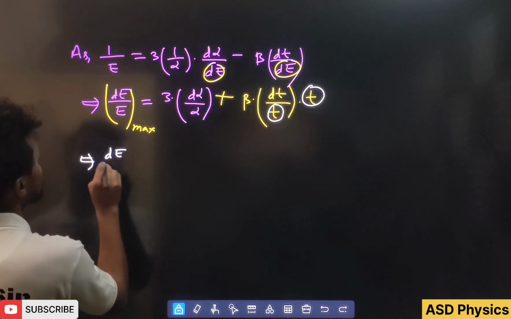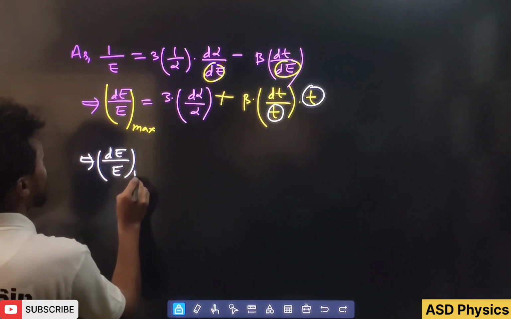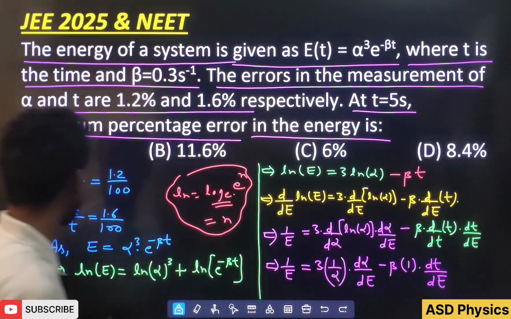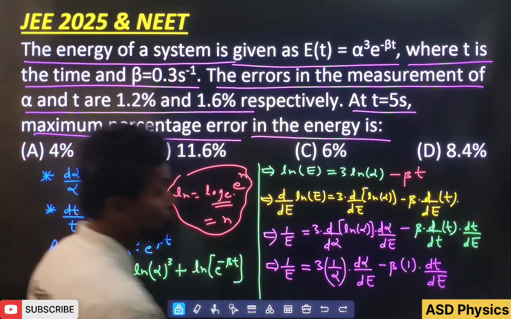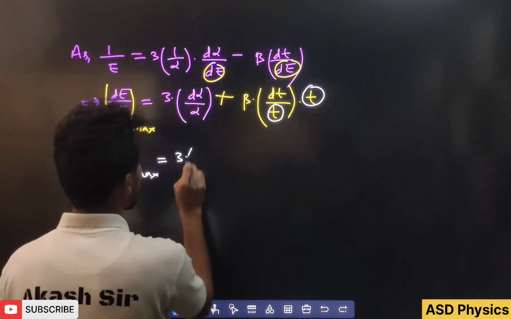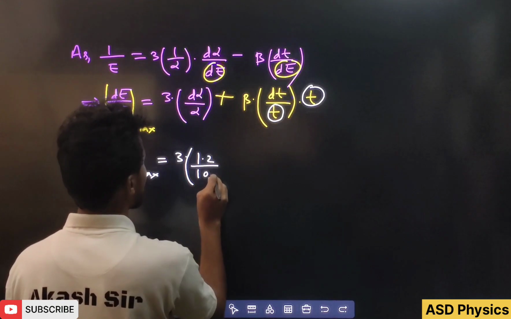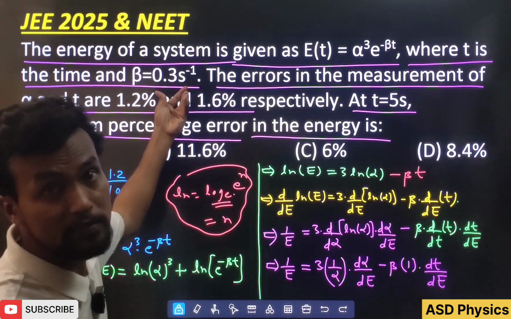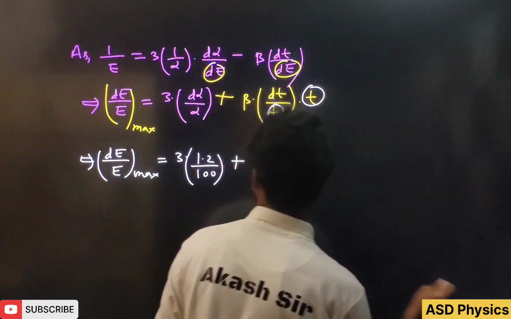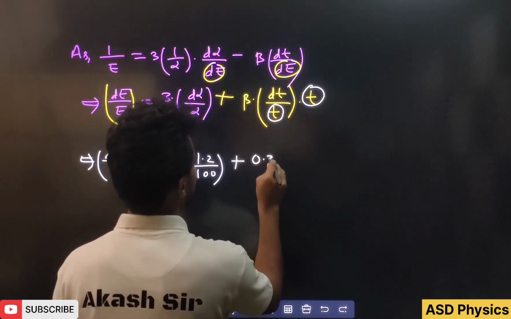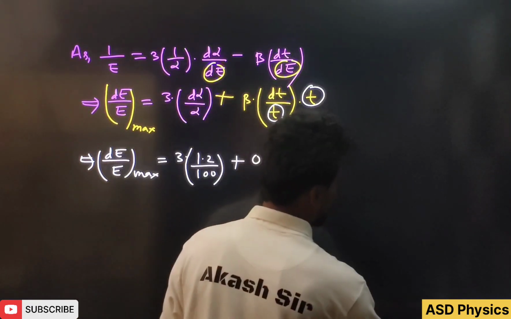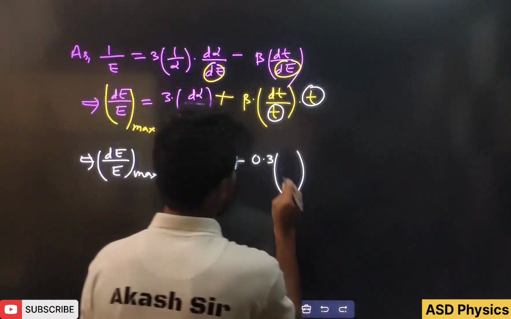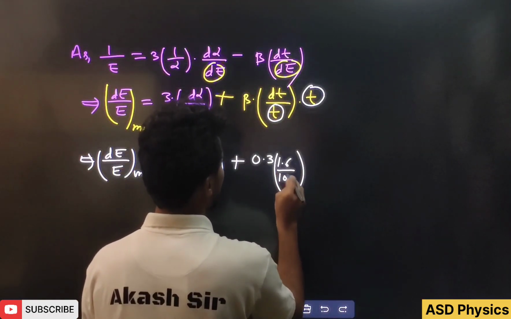Okay. Now students, I will put here the values. So what will this become here, see here, de by e max. It will become 3 dα by alpha. How much do we know that here? 1.2 by 100. Okay. Plus beta value, how much is given here? This beta value is given, students, 0.3. Okay, and error in time, how much is given? dt by t 1.6 by 100. Okay, 1.6 divided by 100.